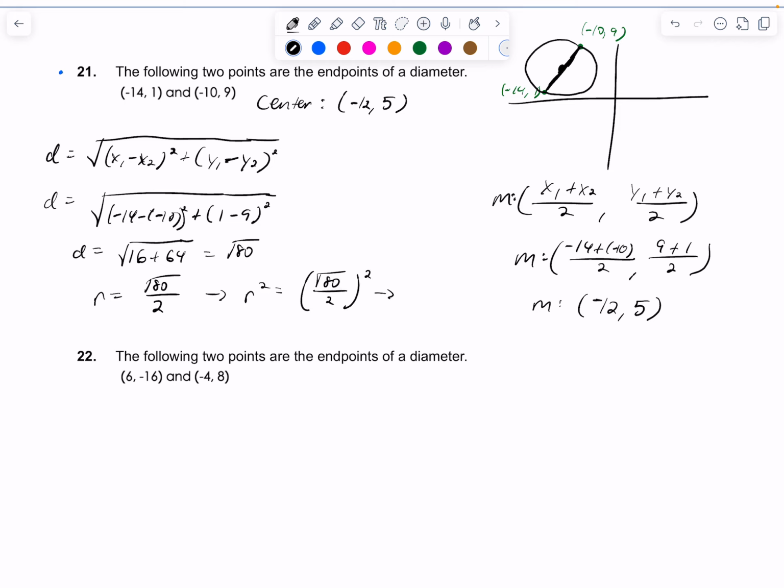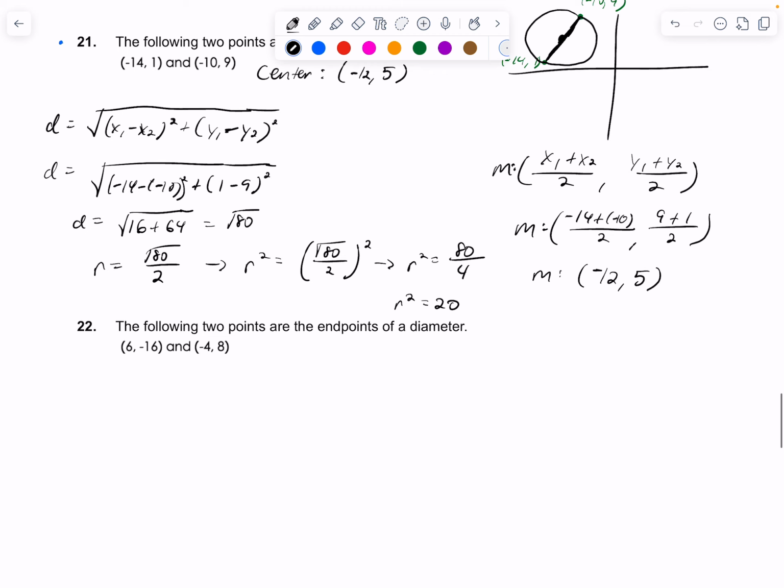So if I square that, hopefully you know that when you take the square of a square root, that's going to go away, just leaving 80. And then 2 squared in the bottom is going to be 4. So r squared is 80 divided by 4, which is 20. So to write my answer, I'm going to write down the center of the circle, which is (x + 12)² + (y − 5)² = 20.